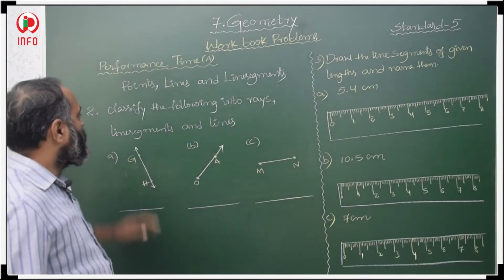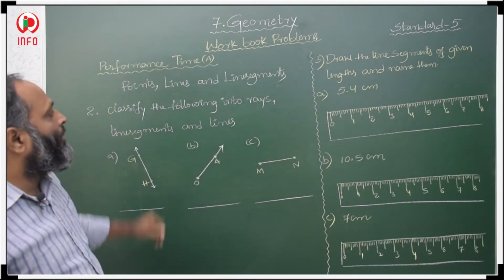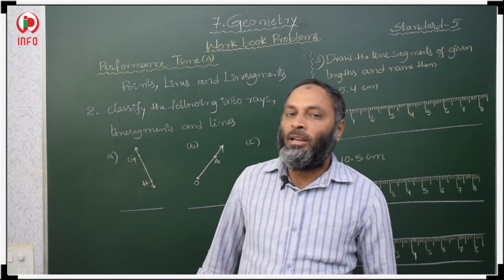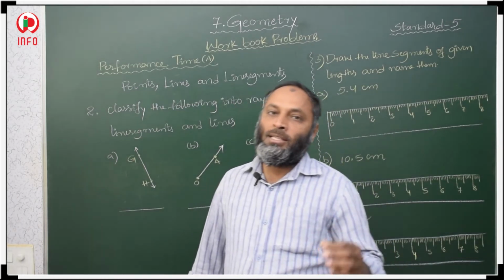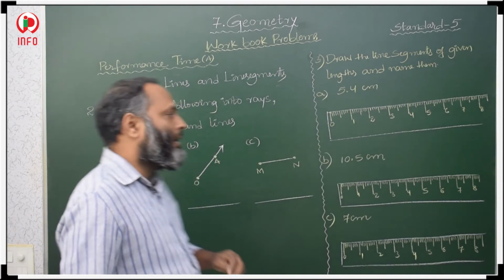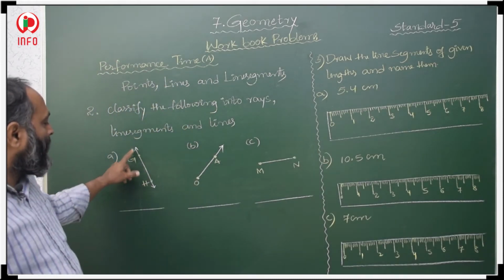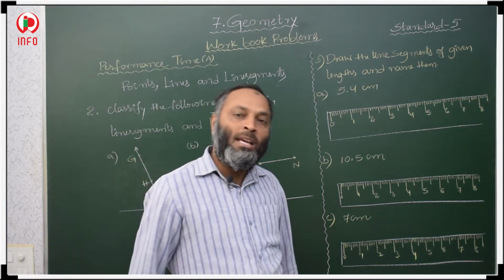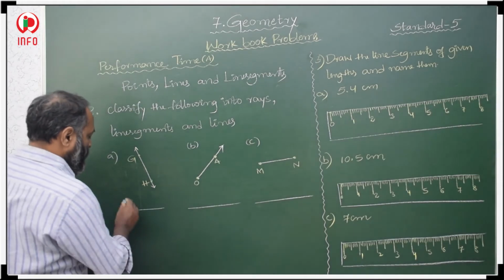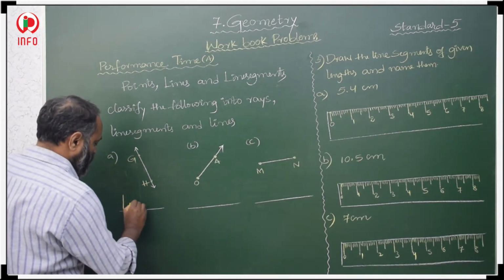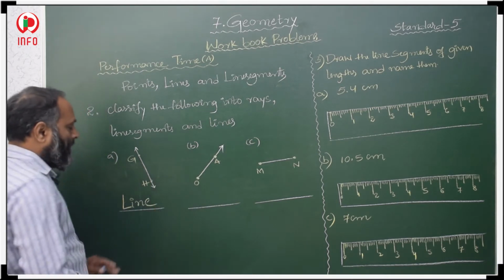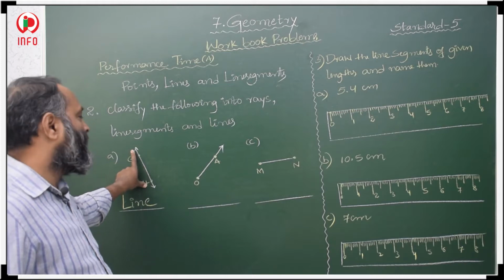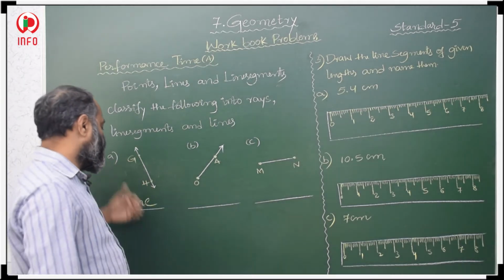Okay, now students, see the second question: classify the following into rays, line segments and lines. Here three pictures are given, and we have to identify lines, line segments and ray. See here in this first picture, 2 arrows are given. It means it extends in both directions infinitely, so it is a line. When 2 arrows are there in both directions, that one is a line.